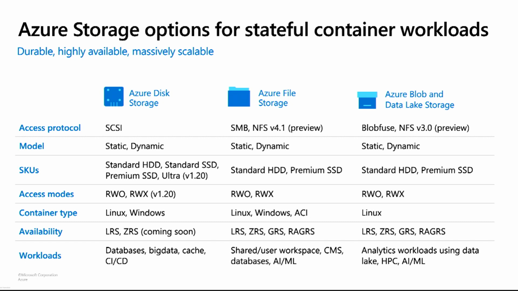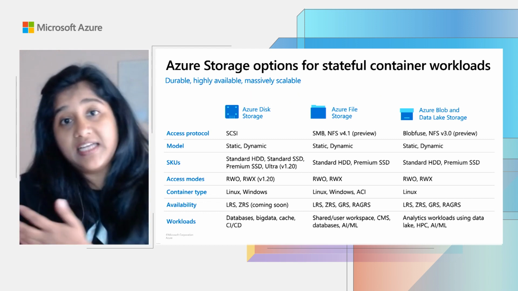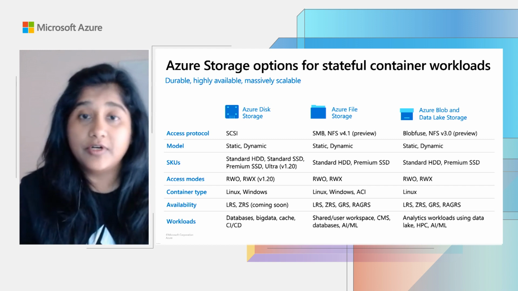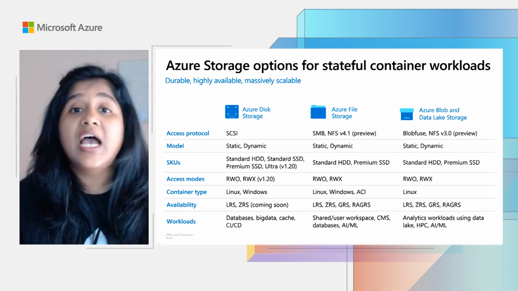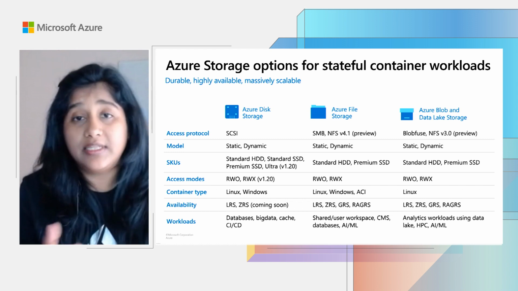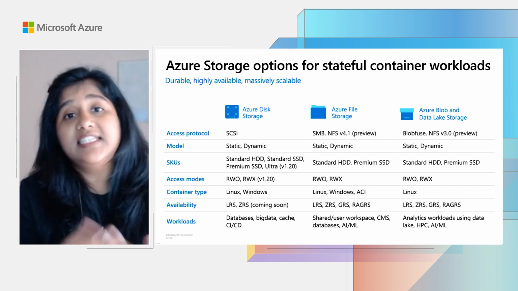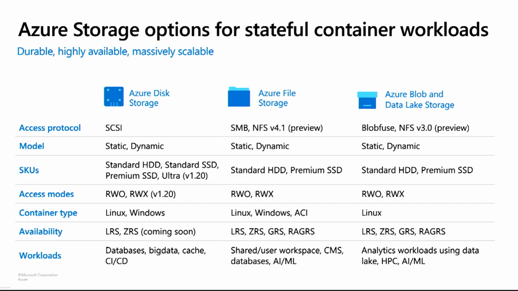Azure Disk Storage provides you persistent, performant block storage that can be used for these container-based applications. And this comes in different types, including standard, premium, as well as ultra disk. And these can be used for different workload types, including databases, caches, or CI/CD systems. Azure Files provides shared storage that can be accessed concurrently by multiple different pods. This is exposed using SMB or NFS options, which is in preview. Now, Azure Files works great for shared or user workspaces, CMS-based applications, as well as AI/ML.